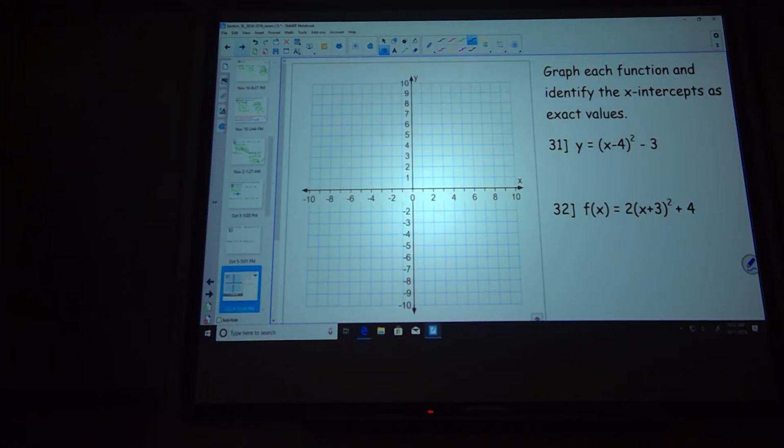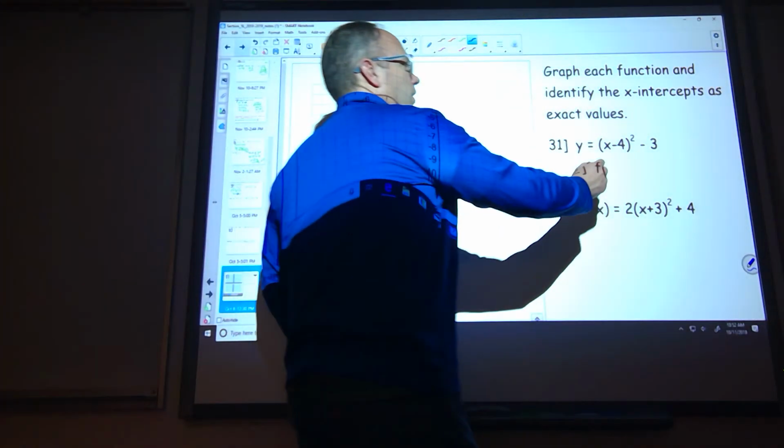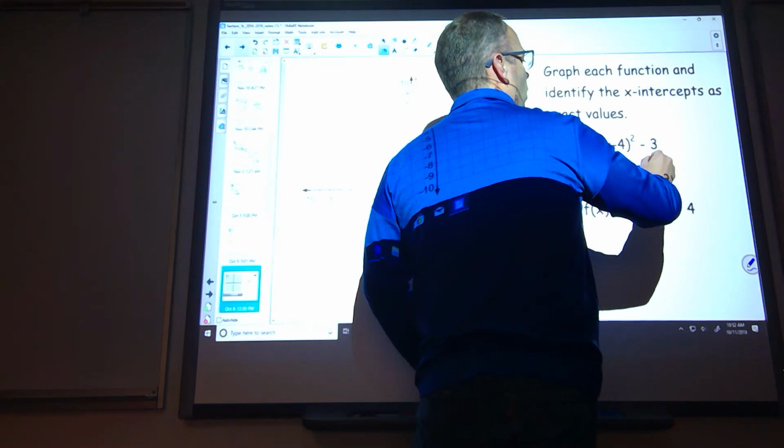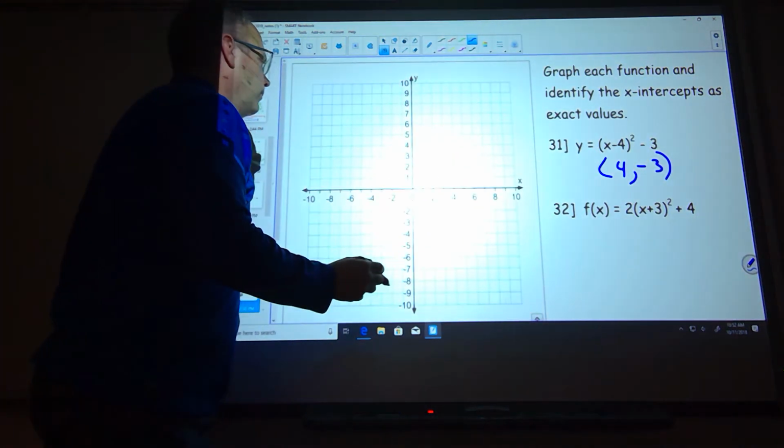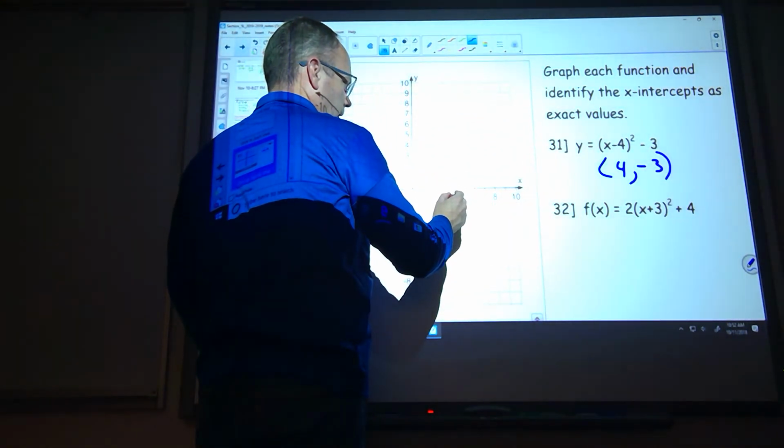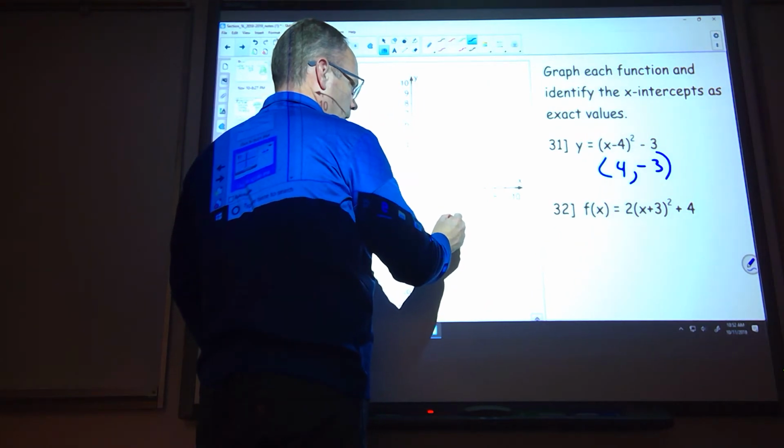And then this one. All right. Graph each function, identify the x-intercept as exact value. So this has a vertex of 4, negative 3. What are you guys packing up for? Why not? Okay, you're moving around too much. Flipping on page. Oh, okay.